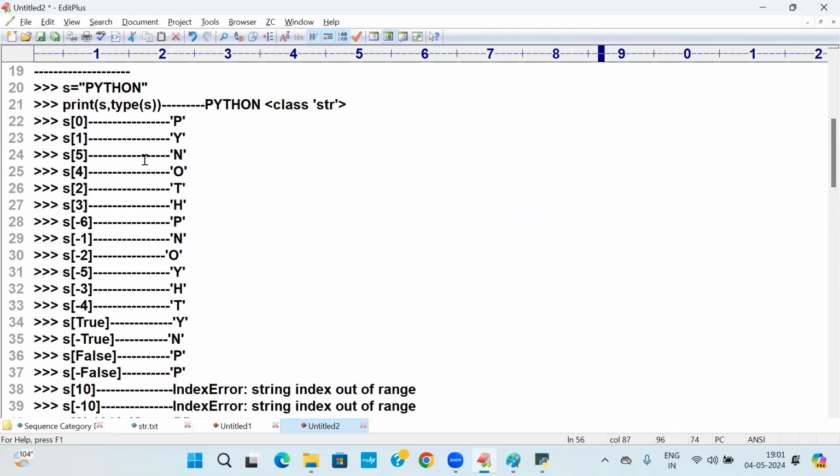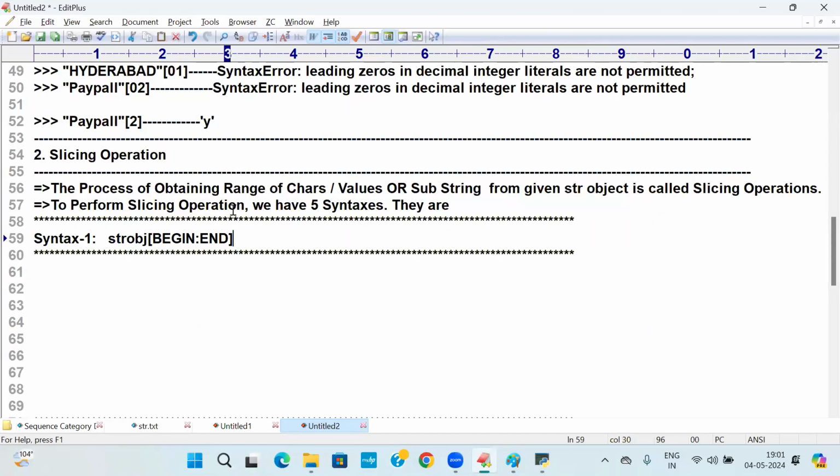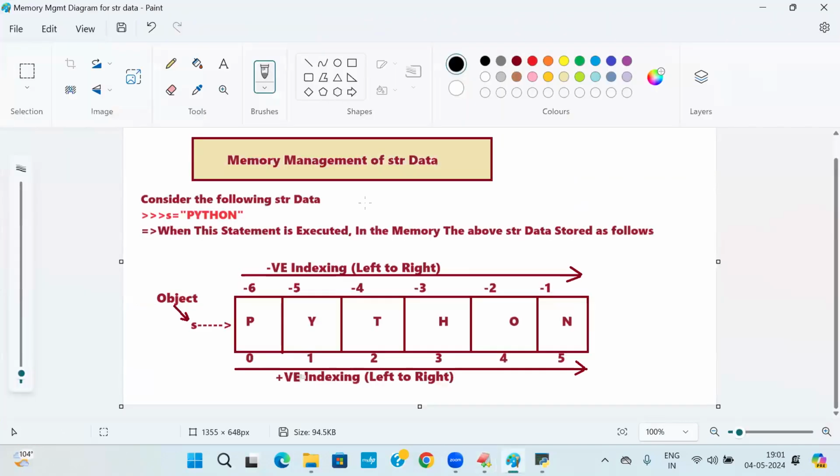Indexing will give you one character at a time, one value at a time. But slicing will give more than one value. That is called a range of characters, or a substring will come. Now I'm going to start with this part. Look at the diagram.